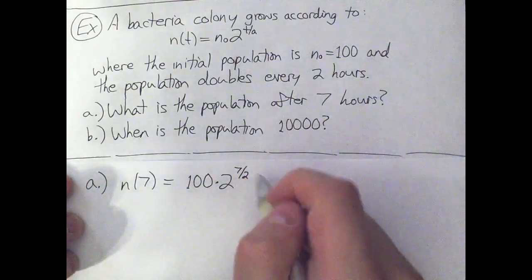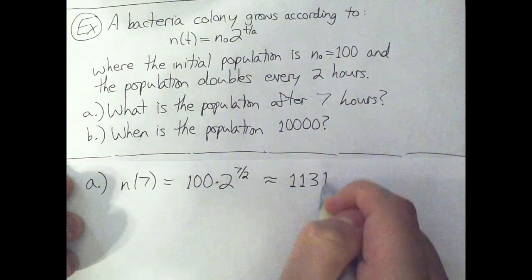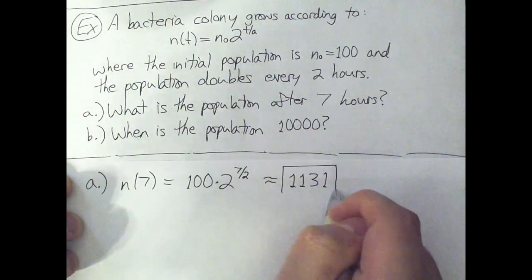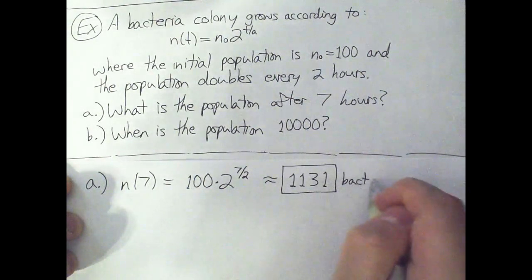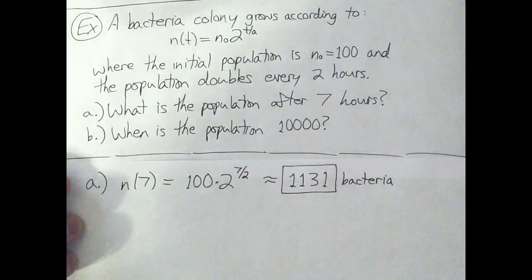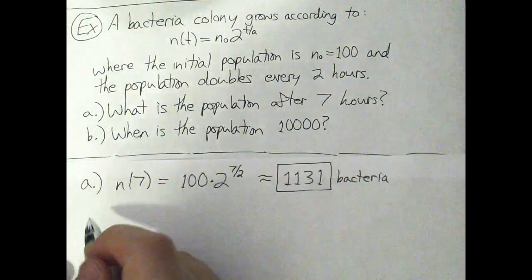I found with a calculator, this is approximately 1,131. And I rounded this off to the nearest integer because this represents a number of bacteria. I didn't want to say that we have some fraction of a bacterium, so round it off to the nearest individual. You do the same thing if you're talking about some kind of animal population. Round it off to the nearest individual. All right, that's it for part A.